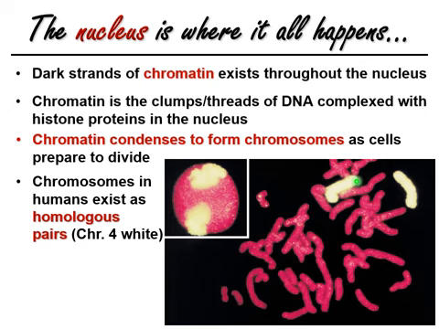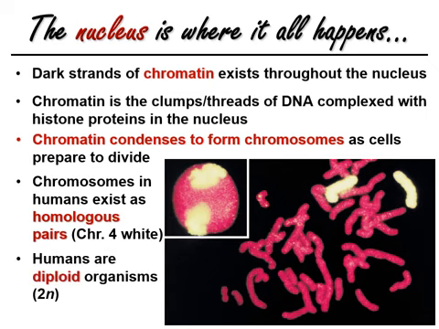So this is chromosome 4, this is chromosome 4. They have all the same genes, going top to bottom, but they might have slightly different alleles of those genes here and there. And so that's what makes them not identical, but homologous. So we have homologous pairs of our chromosomes, and because we have pairs, humans are diploid.